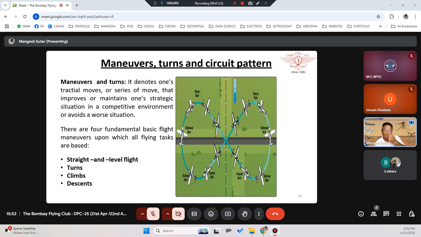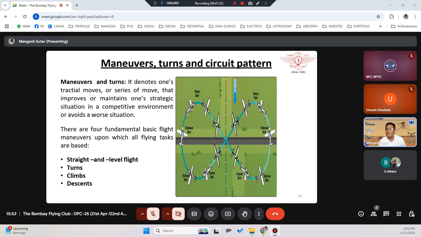Or sometimes you encounter a lot of turbulence and there is a big cloud. So you will request ATC to give a separate path. At that time you may have to turn right or turn left and correct your course of flight plan accordingly, and then come back to the original flight path after flying a certain distance away from that turbulent area. So there are four flight maneuvers.